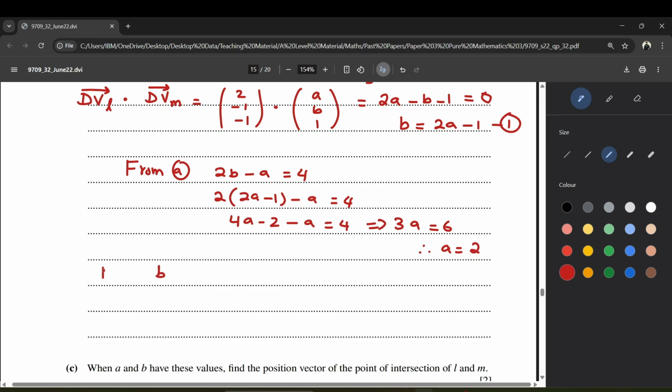Then from equation 1, b is equal to 2a minus 1. So 2 times 2 minus 1 is equal to 3. So therefore a is equal to 2 and b is equal to 3.